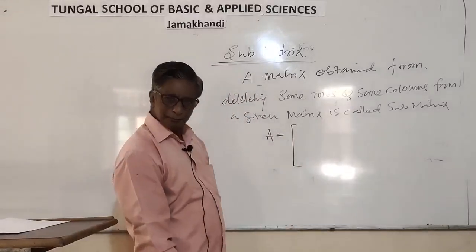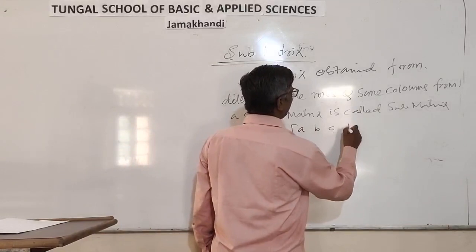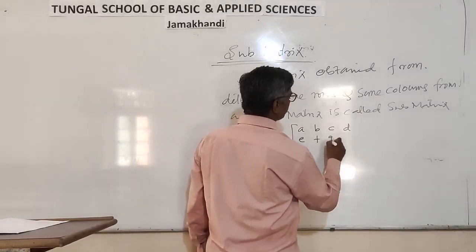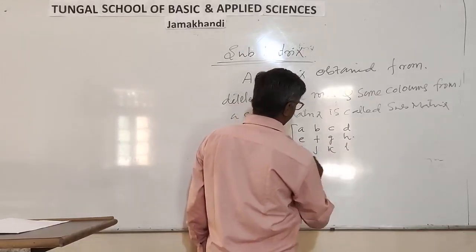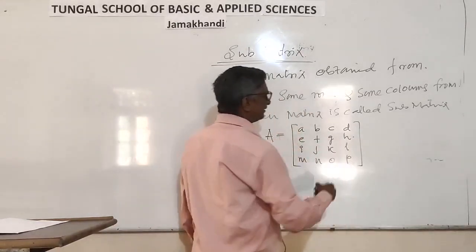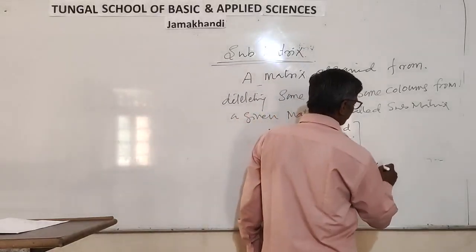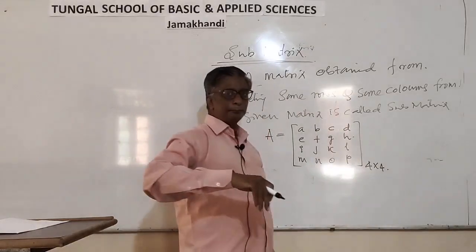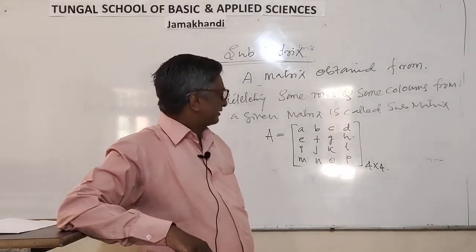A is a matrix: A, B, C, D, E, F, G, H, I, J, K, L, M, N, O, P. This is one 4 by 4 matrix.